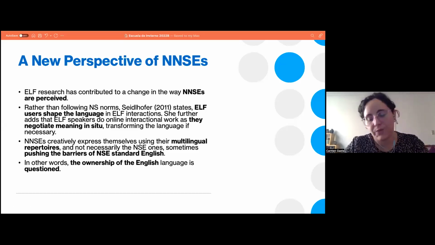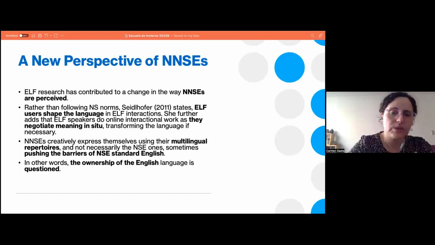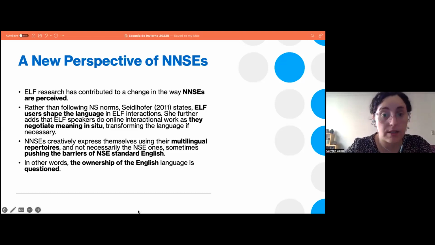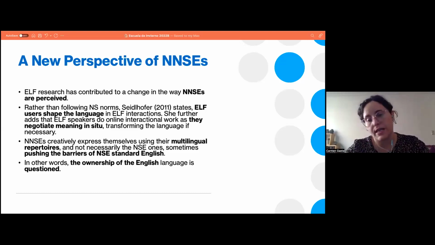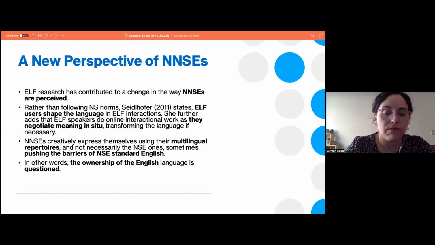What this means, in very simple words, is that native speakers and, according to this ELF paradigm, non-native speakers have the same rights to use and shape the language as native speakers, which goes totally against our beliefs as second language teachers. We still believe that, and this is reinforced by international examinations, TOEFL, IELTS, FCE, CPE, CAE, that success in the use of English is given by the fact that you have to speak like a native speaker.